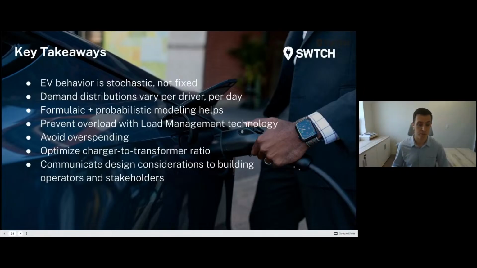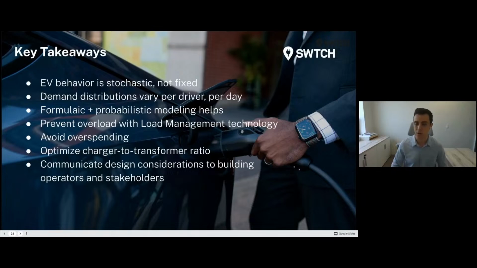One of the killers of EV projects in general is just the price. So if we can reduce the infrastructure costs, we can get more chargers, making it that much easier to drive electric vehicles. We can talk through the charger to transformer ratio and how to optimize that.